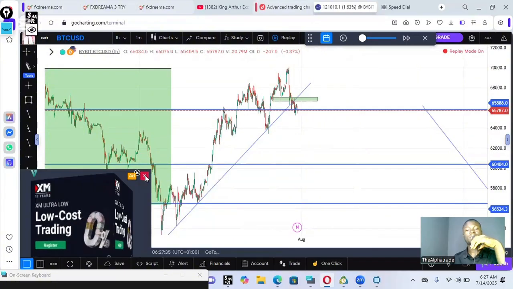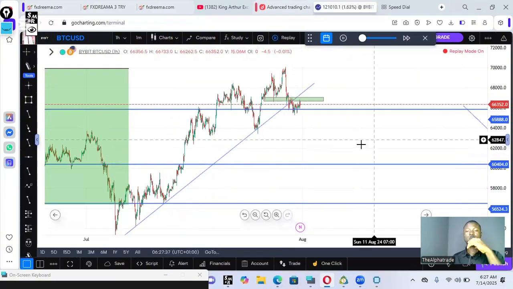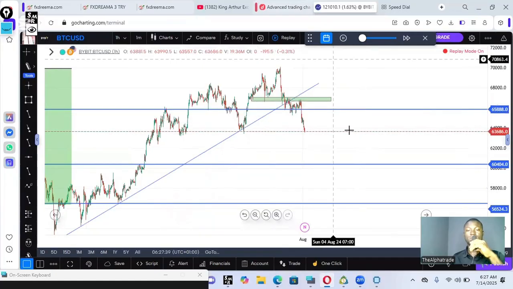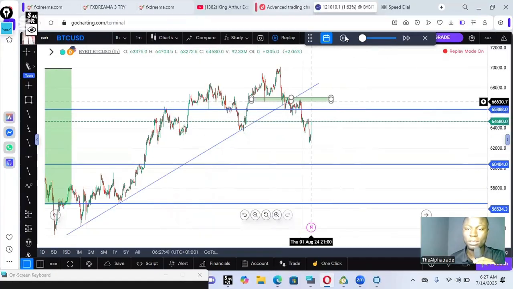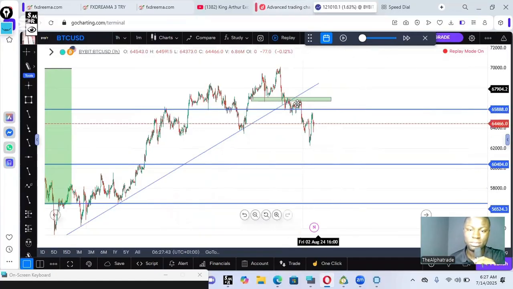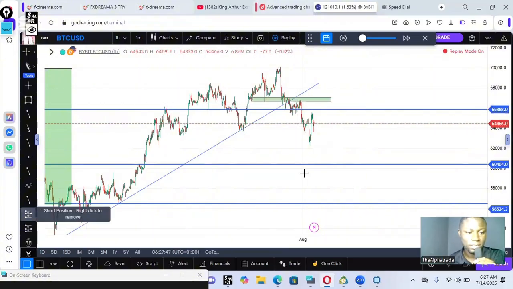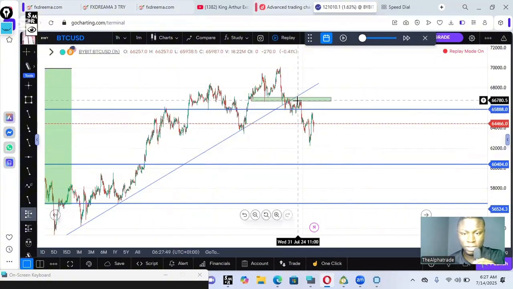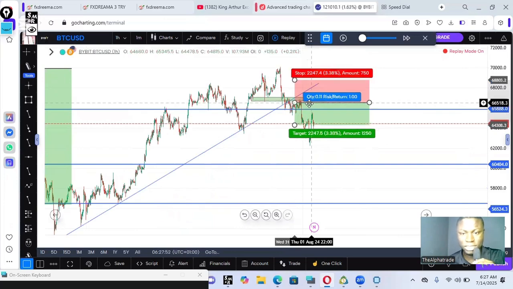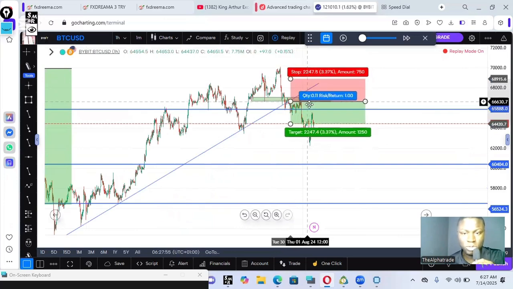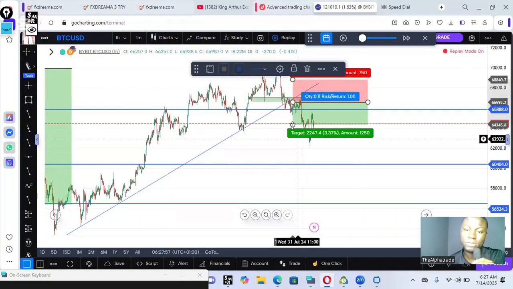Let's see how it goes. Oh shit. The setup, it happens so fast. The retest happens so fast, and you guys know that I trade the break and retest. No retest, no trade for me. I always wait for a retest, but this one happens so fast.